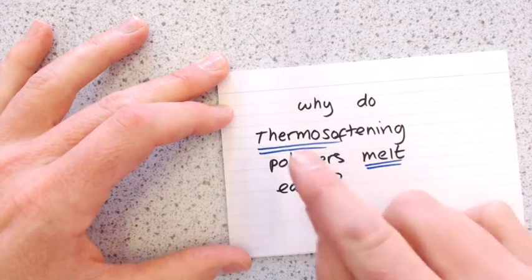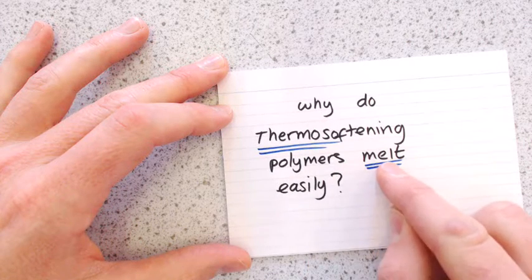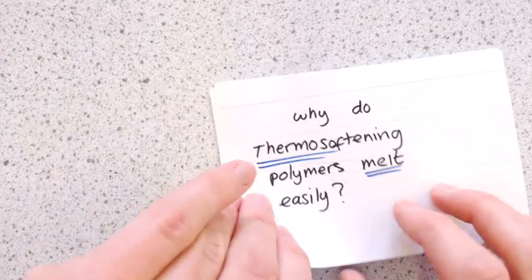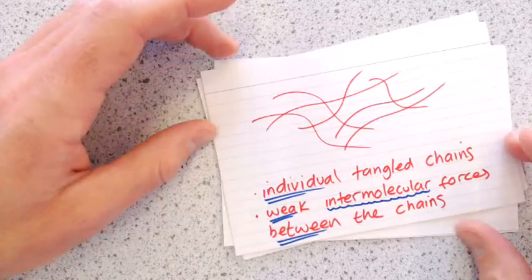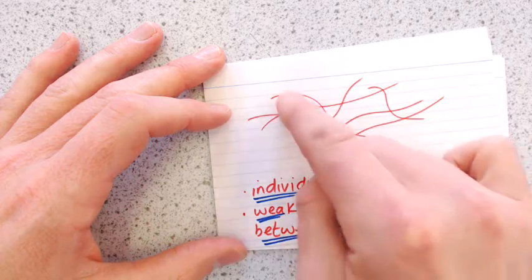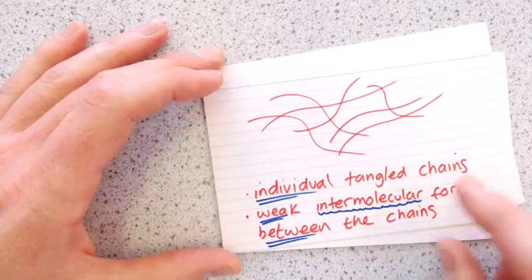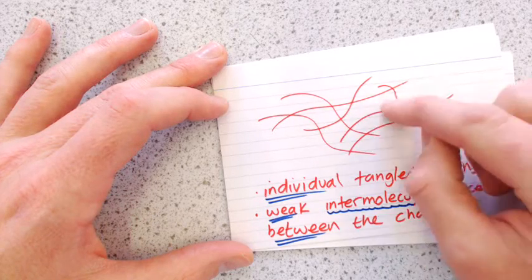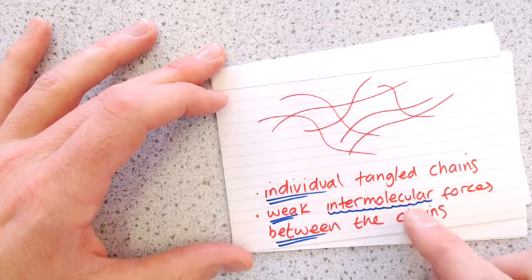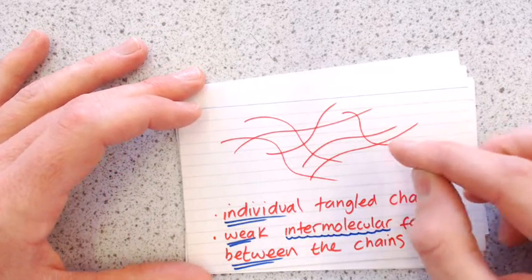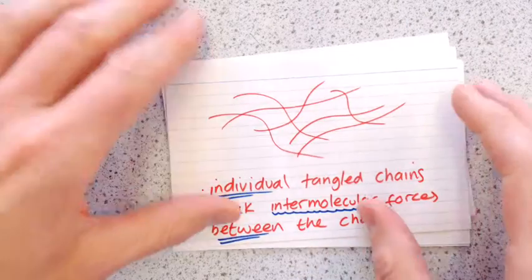Why do thermosoftening polymers melt easily? A thermosoftening polymer is one that will melt easily. Why is that? A little diagram here to help you. You've got lots of individual chains, and they're all tangled up together. Between each one of these chains, there's only weak intermolecular forces. There's no strong bonds joining these chains together.